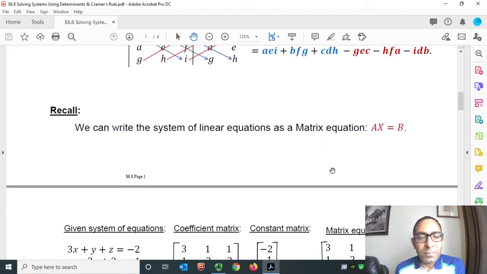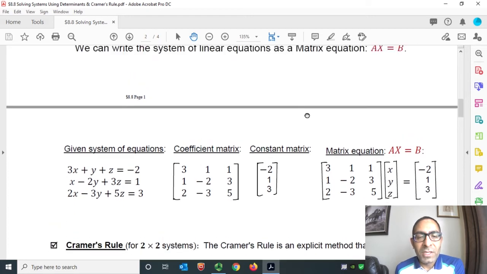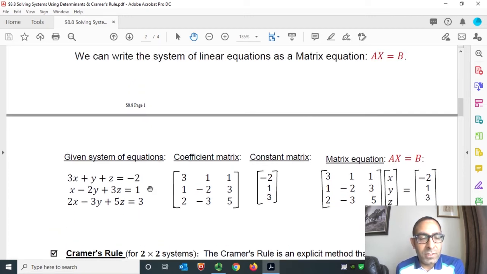Quick recall. We can write systems of linear equations as a matrix equation such as AX equals B, where A is the coefficient matrix, X is the variable matrix, and B is the constant matrix. For example, the given system of linear equations is here. The system is a 3 by 3 system, 3 equations with 3 unknowns. Here the unknowns are x, y, and z.